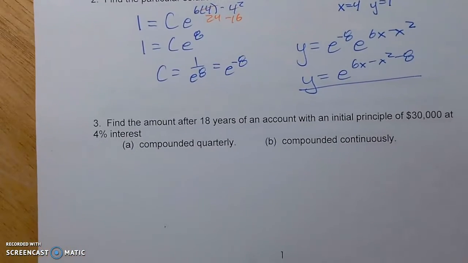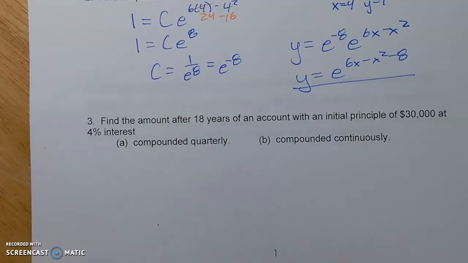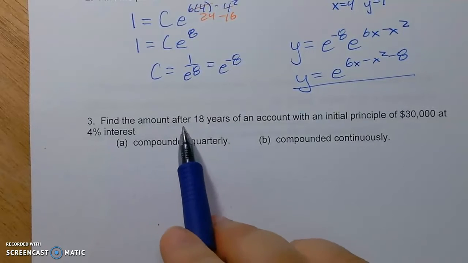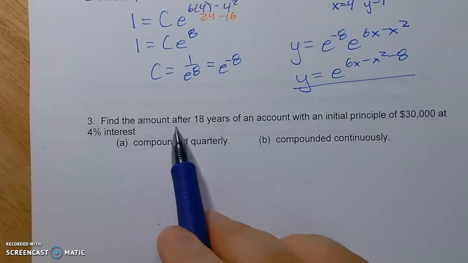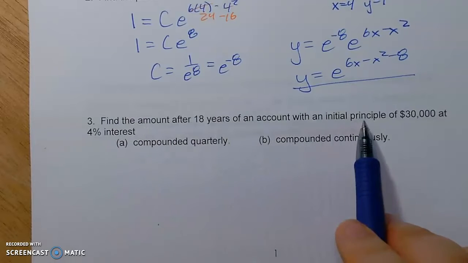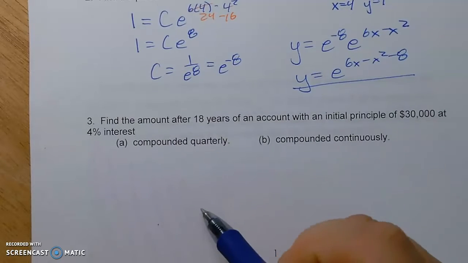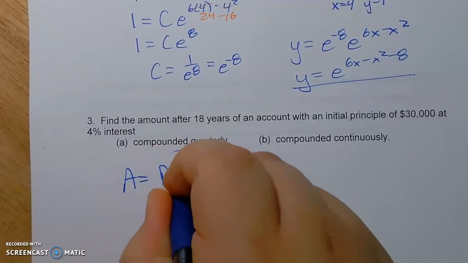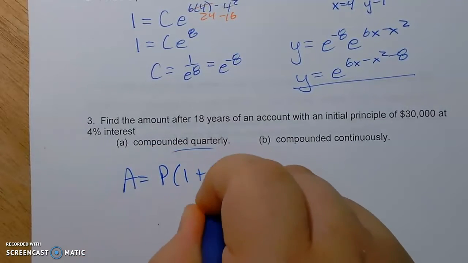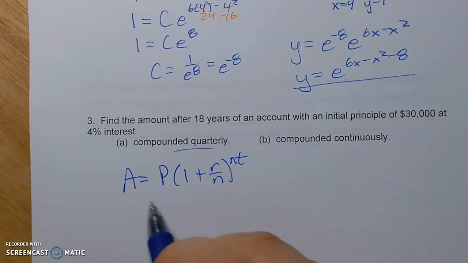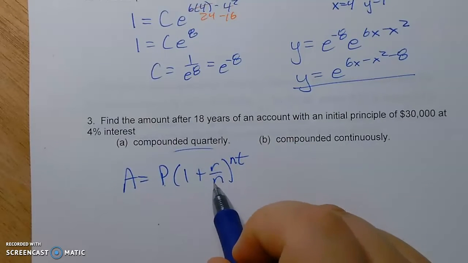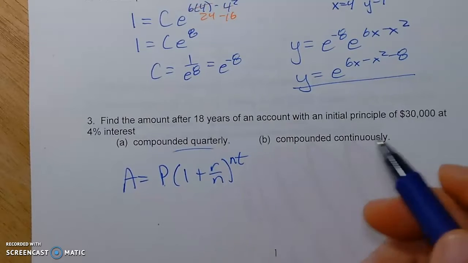Alright, here's a problem. It has its basis in calculus, but really is a pre-calc type problem. Find, especially this first one, find the amount after 18 years of an account with an initial principal of 30,000 at 4% interest. Well, if we compound it quarterly, A equals P(1 plus r over n) to the nt, where A is the amount, P is the principal, r is the annual percentage rate, n is the number of times per year, and t is the number of years.